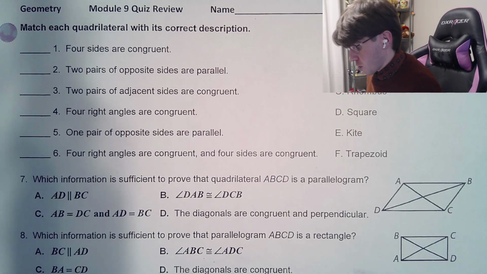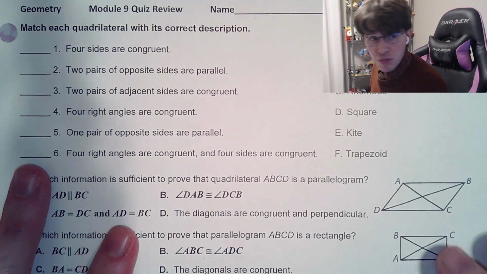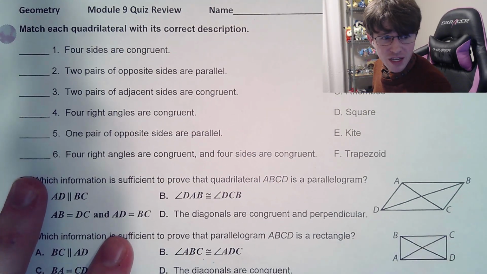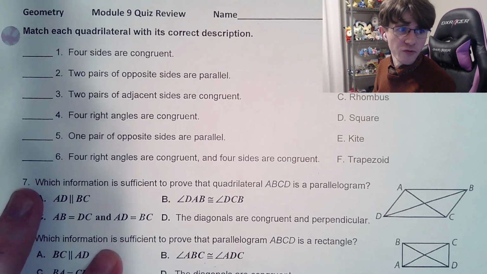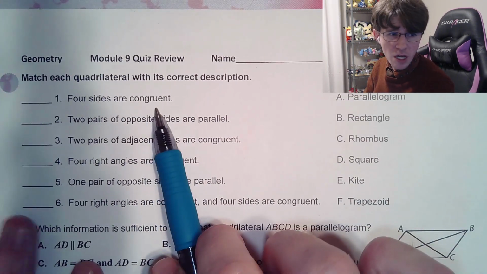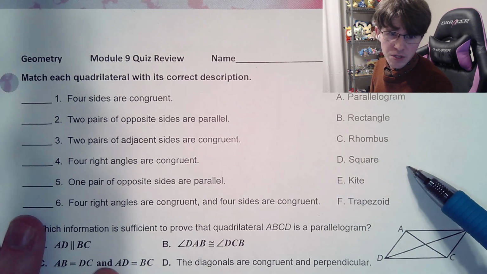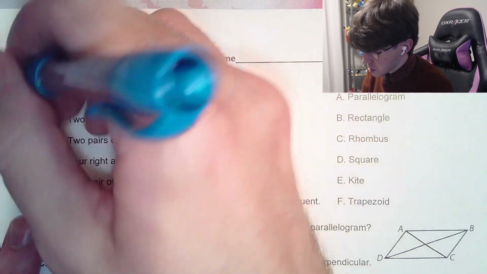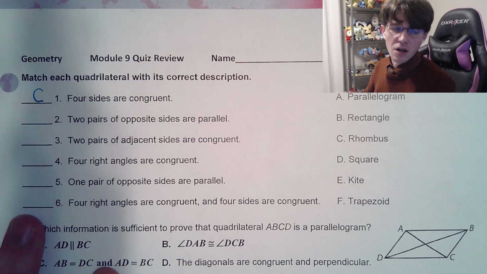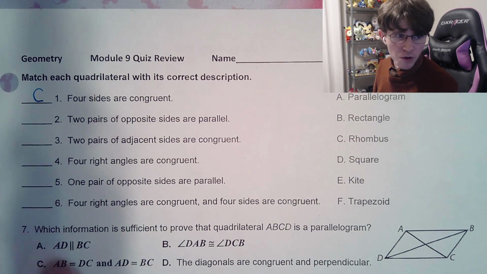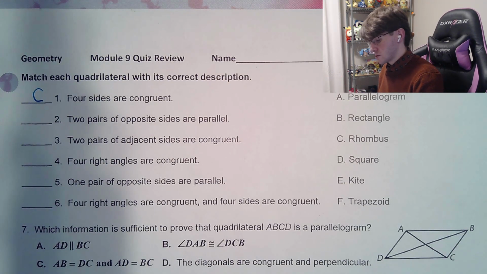Let's do it. So, match each quadrilateral with its correct description. Please note on these questions, it's going to be the least specific answer. So, for instance, number one, four sides are congruent. All squares have four congruent sides, but the correct answer to this question is actually the rhombus because there's a more specific answer as a square. So, squares not only have all four sides congruent, but also the angles are congruent.